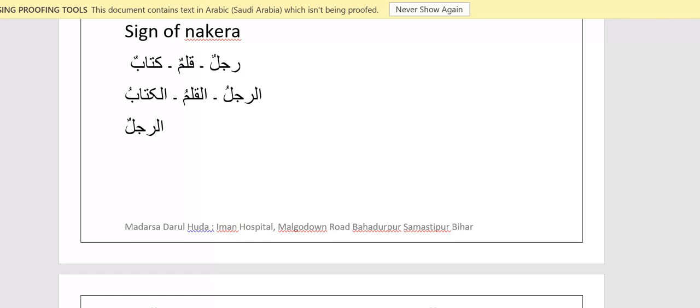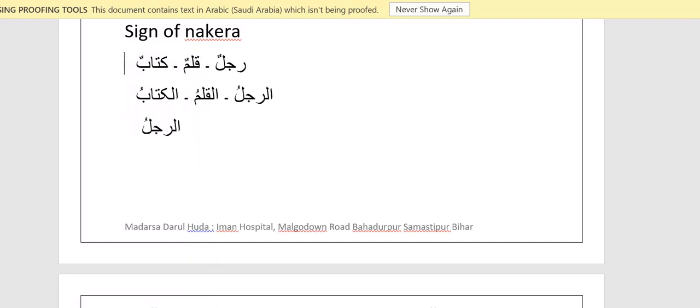So whenever you use tanween, alif lam is removed, and if you want to use alif lam, then we have to remove the tanween. That's the rule. And why is this rule followed? Because tanween is a sign of nakira and alif lam is a sign of marifa, and any word cannot have both signs of marifa and nakira at the same time.